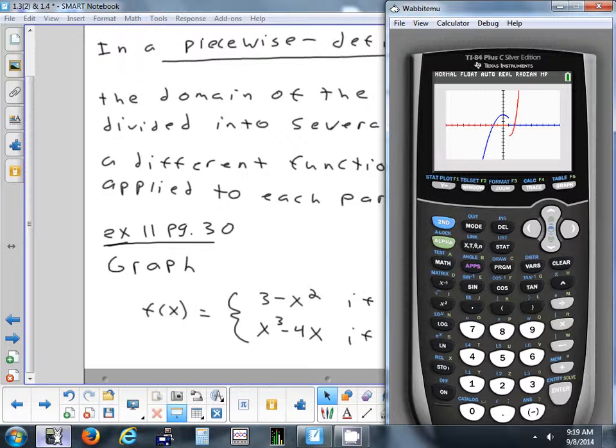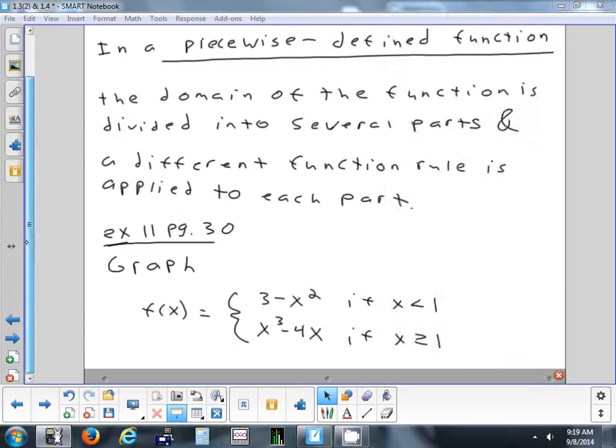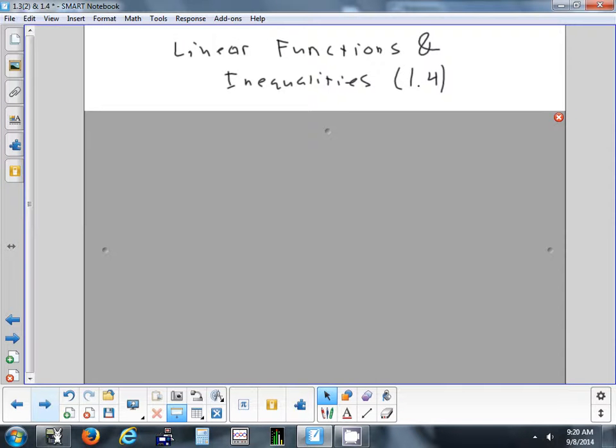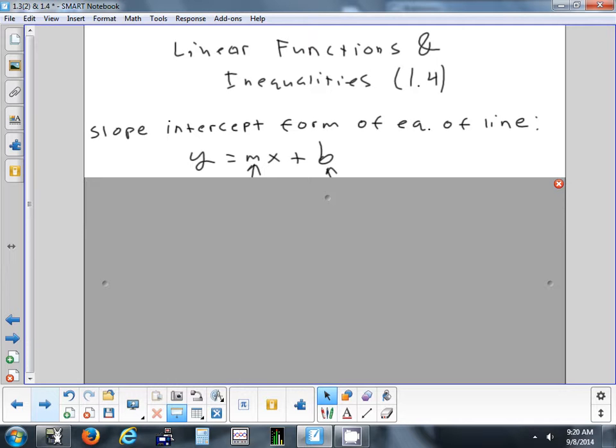So even though the domain and range are negative infinity to infinity, it's not a continuous function. But we'll learn more about that later on. All right, so 1.4, this is hopefully stuff you've done before. How you graph an inequality, whether you shade, dotted line, solid line, and it gets into slope and y equals mx plus b.